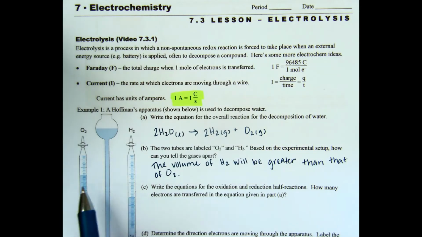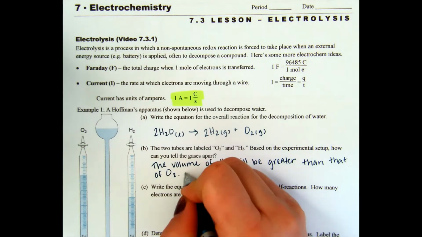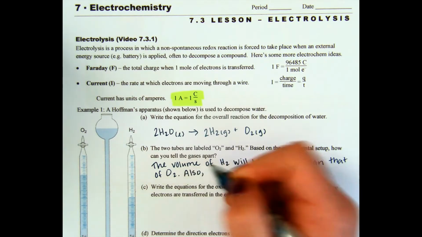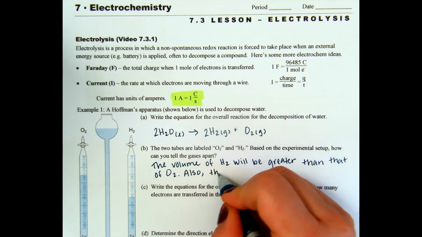You can also do something else. You can also ignite these gases if you wanted to test that and see which one explodes more spontaneously. They're going to react a lot differently. Hydrogen gas is going to explode quite violently, where oxygen is only a fuel for combustion. So also, the gases will react differently when ignited.